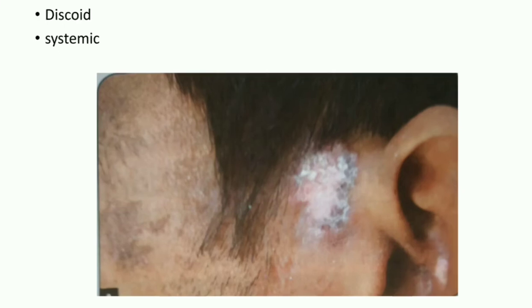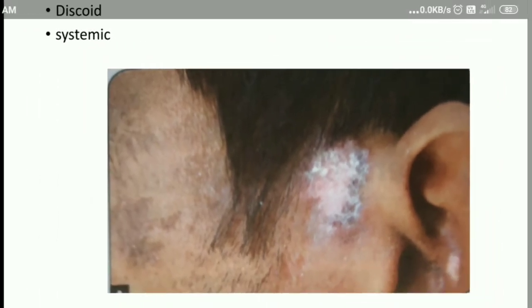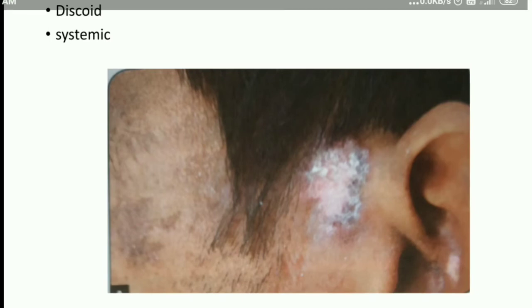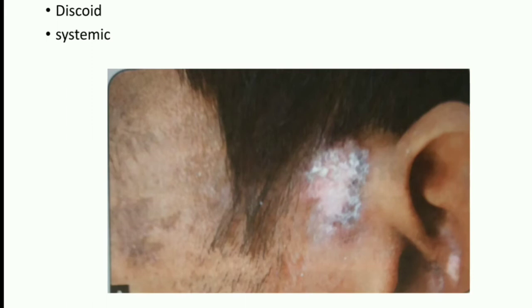I hope you can see the adherent scale. Now you can get peripheral hyperpigmentation. Later what happens to this lesion is that atrophy and scarring can occur. So once again, the lesion can be reddish discoid plaques with an adherent scale and peripheral hyperpigmentation. Later atrophy and scarring can occur.